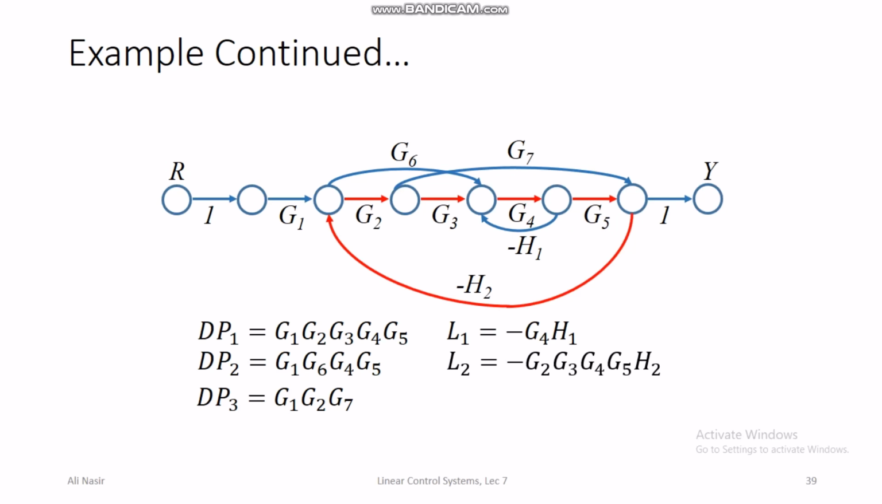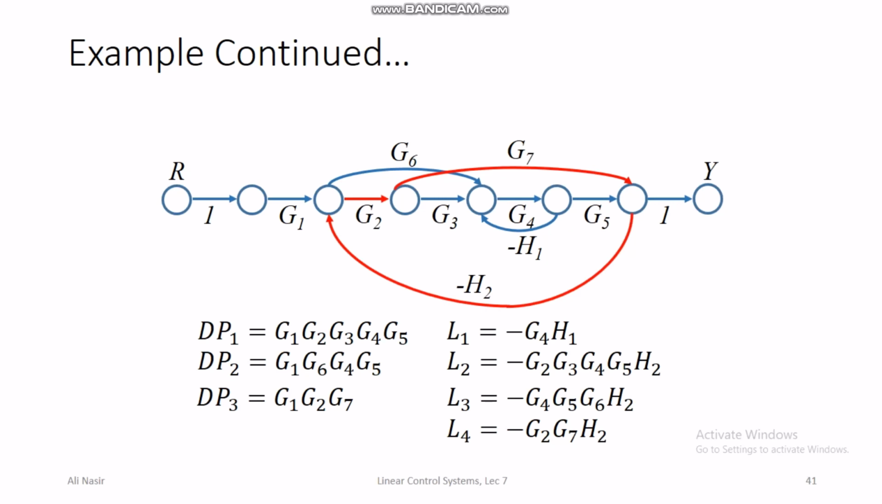Third, we can also see that there is another way of creating a loop which is slightly different from L2, and that is G6, G4, G5, H2. And this is also a negative loop, minus G4, G5, G6, H2. So this is the third loop. And finally, the fourth loop is G2, G7, H2, minus G2, G7, H2. So these are the four loops.